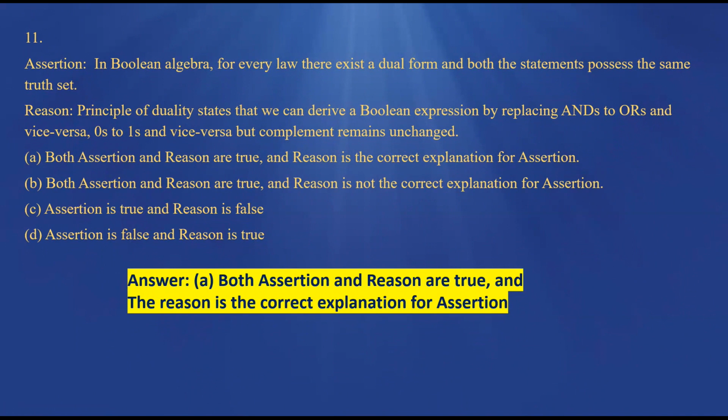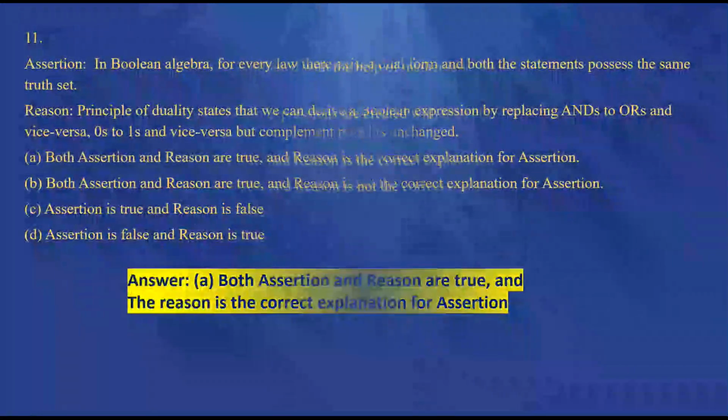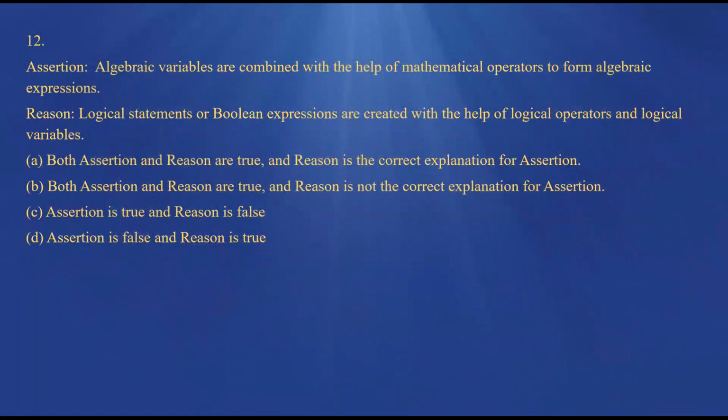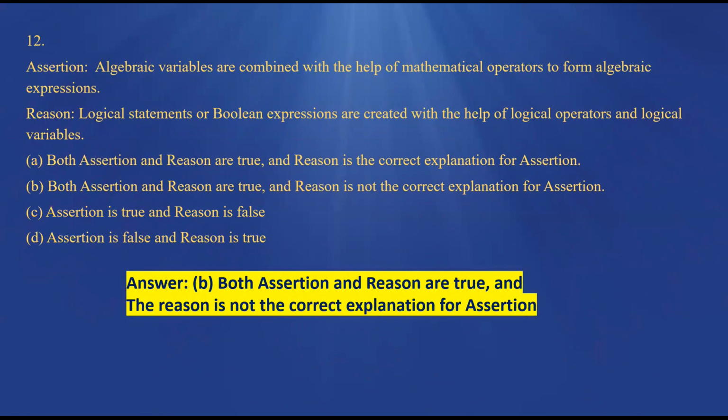Now the last and final question of my video. Assertion: algebraic variables are combined with the help of mathematical operators to form an algebraic expression. Reason: logical statements or Boolean expressions are created with the help of logical operators and logical variables. Let's see the answer. Here option B, both assertion and reason are true and the reason is not the correct explanation for the assertion, because both the statements in assertion and reason are two different statements and there we cannot draw any similarity.